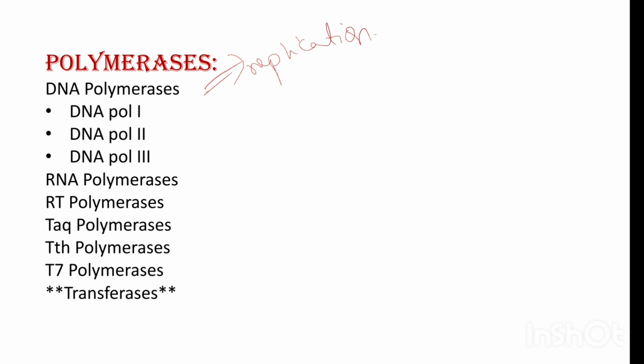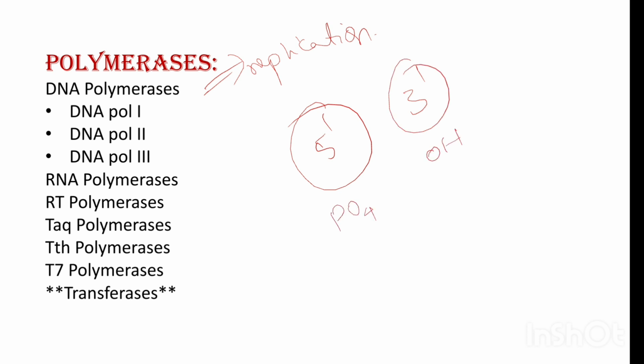Now, a phosphodiester bond is produced if there is a phosphate group at the 5 prime end, and in the 3 prime end if there is an OH group, then a phosphodiester bond is formed. Okay, this is done during replication. There are different types of polymerases like DNA polymerase, RNA polymerase, reverse transcription polymerase, Taq polymerase, etc.